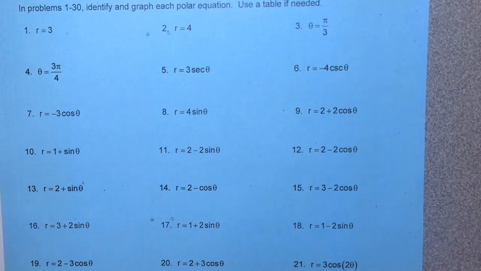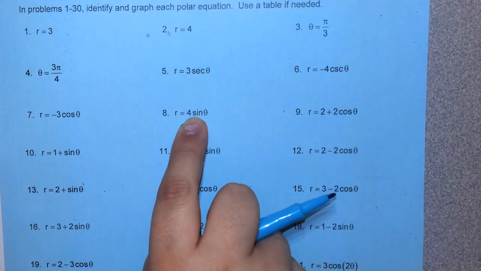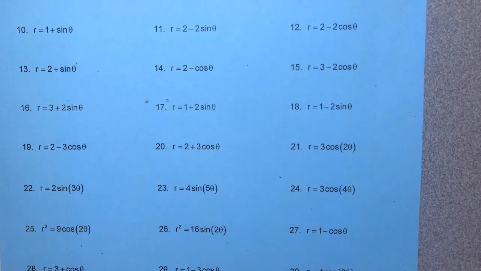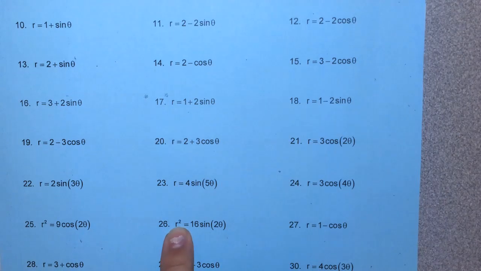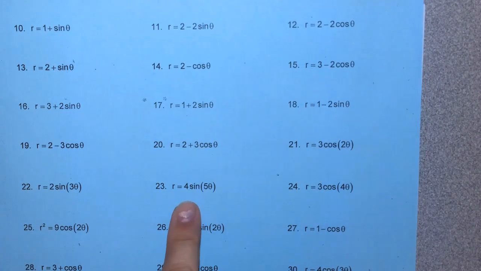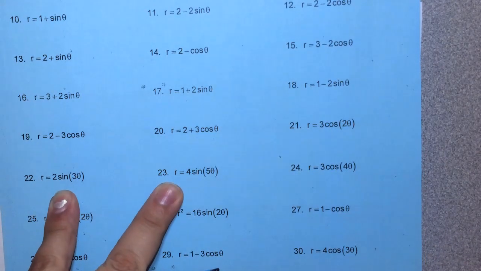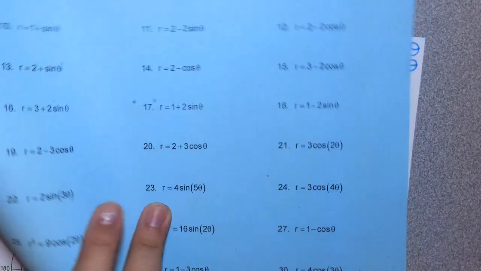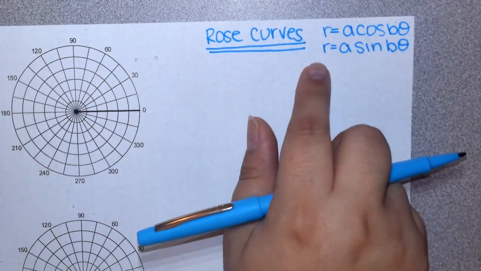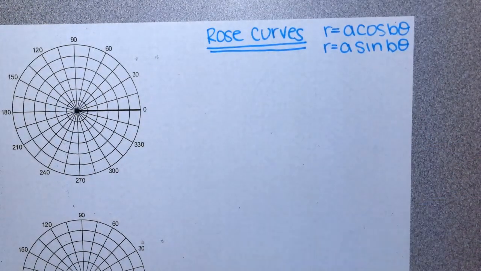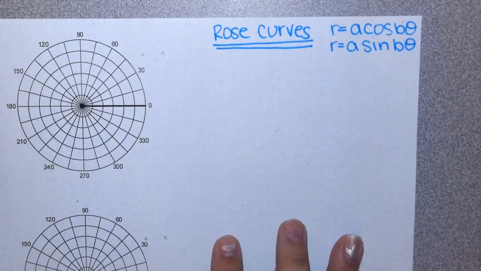If you're looking at these, this is not a rose curve. Why? There's only one number. Where is a rose curve on here that has two numbers? There's no plus or minus in this. So, nope, 26 has R squared. 23, 22. There are two numbers with sine and cosine, no R squared. Does that make sense? All right. So those are rose curves. If they have two numbers, no plus or minus, and no R squared, they are rose curves.